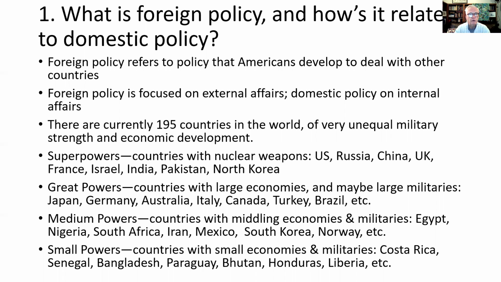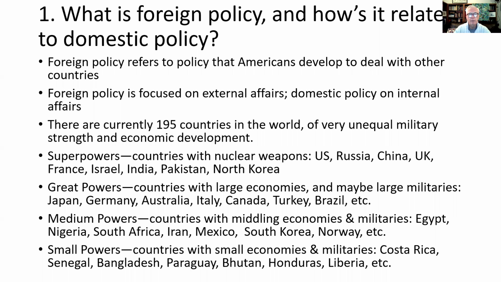There are things like Japan or Germany who don't have nuclear weapons, Australia, Italy, Canada, Turkey, Brazil, countries like that are large countries, large populations, large militaries, large economies. And then there are medium powers, which are countries that are kind of below those great powers, generally don't have nuclear weapons or large militaries, don't have terribly large economies.